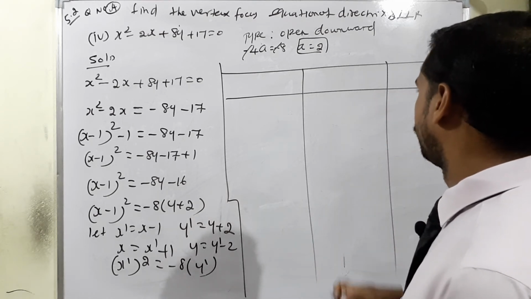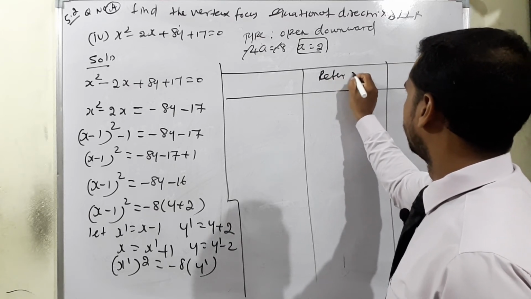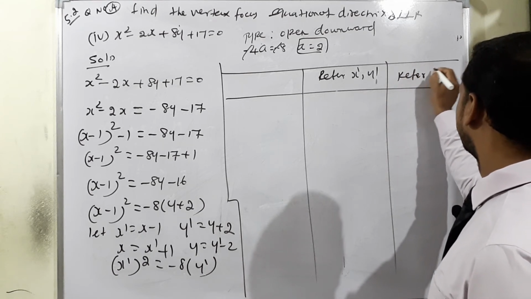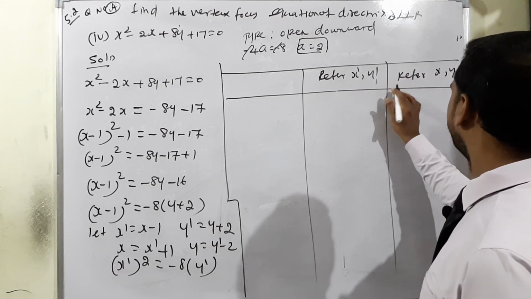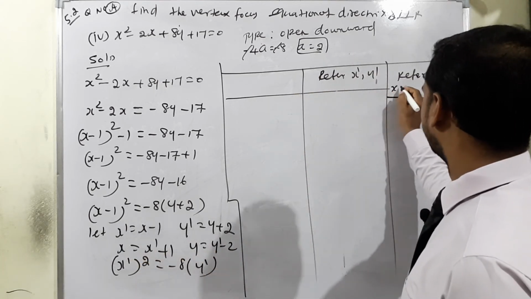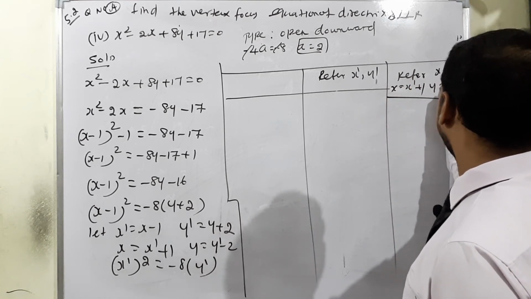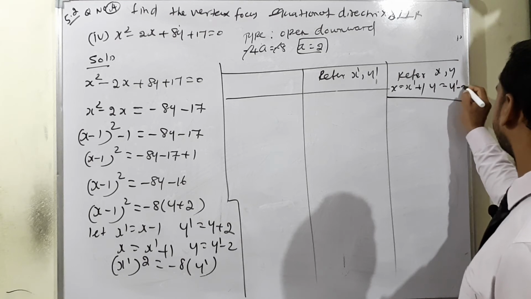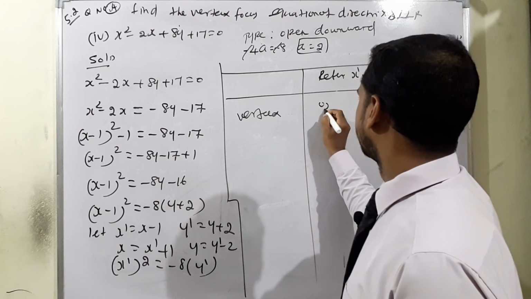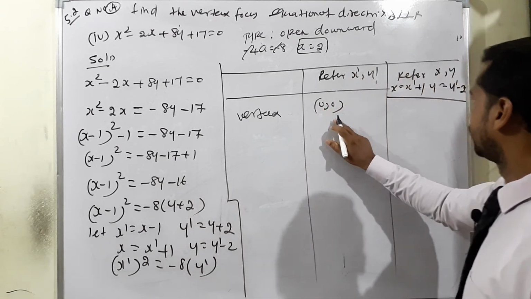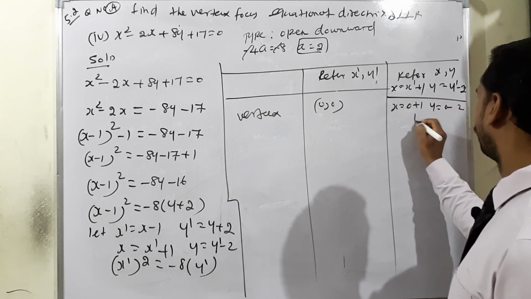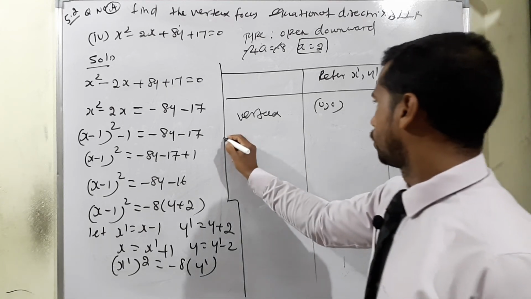So first column, refer to x dash comma y dash. Then second column, refer to x comma y. Now what is the meaning of x? x is equal to x dash plus 1, y is equal to y dash minus 2. Now the first one is the vertex, isn't it? Vertex means 0 comma 0. So x dash is equal to 0, y dash is equal to 0, means x is equal to 0 plus 1, then y is equal to 0 minus 2. Therefore vertex is 1 comma minus 2, first one.